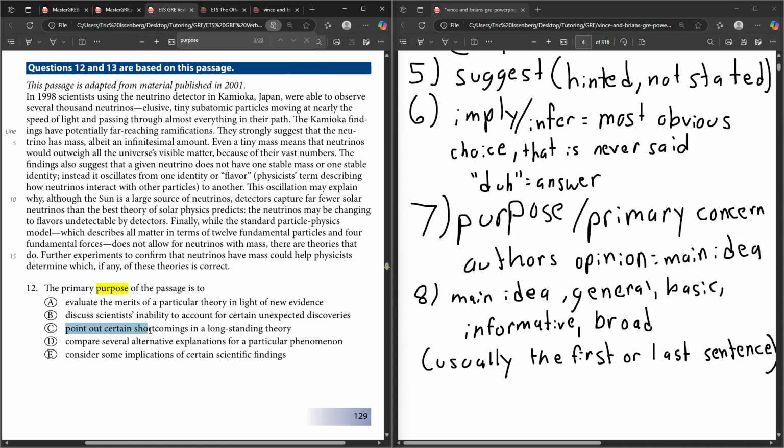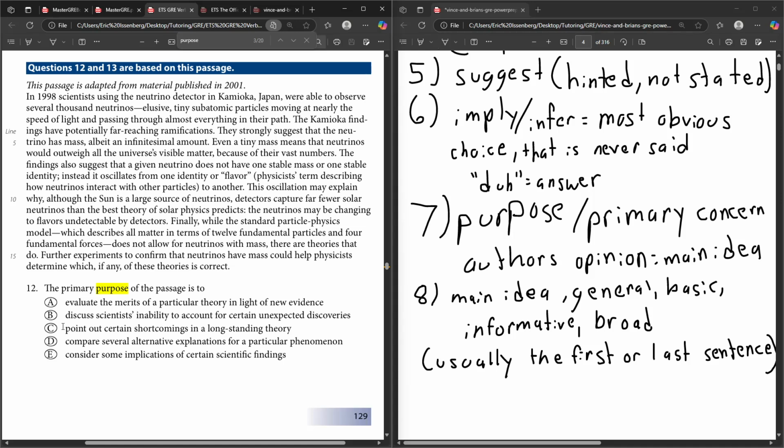Point out certain shortcomings of a long-standing theory. Now, they do this in the story, but I'm going to come back to why C is wrong. They do say how standard theory says that neutrinos cannot have mass, but we found out they do. So C is a correct statement, but we'll see why it's wrong in a little bit. Compare several alternative explanations for a particular phenomenon. This does not occur. Consider some implications for a certain scientific finding. Bingo. It's going to be E. Absolutely. That's a main idea, right? Just talking about the implications, the results of a certain scientific finding. That's perfect. We don't need to overthink it.